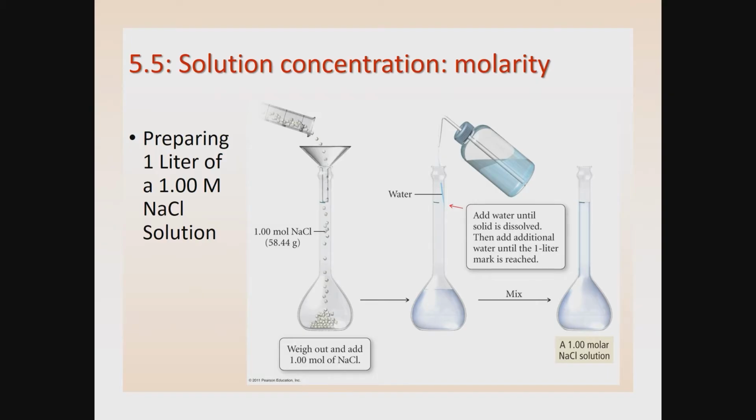Then what you do is you add water to the volumetric flask to the line on the neck. Once you get the water there and the meniscus is at the bottom of that line, then you have exactly 1 liter of water. So what you have done is you've dissolved 1 mole of salt, which is 58.44 grams, into 1 liter of water. And so you have a 1 molar solution.